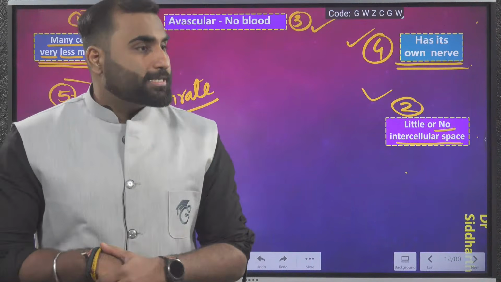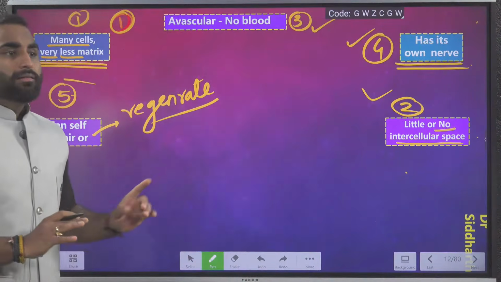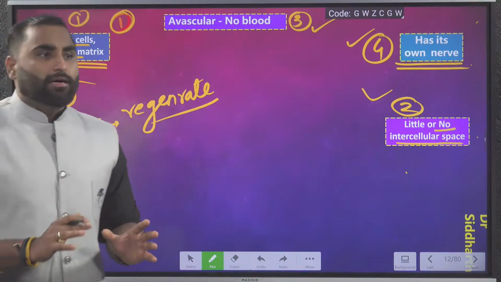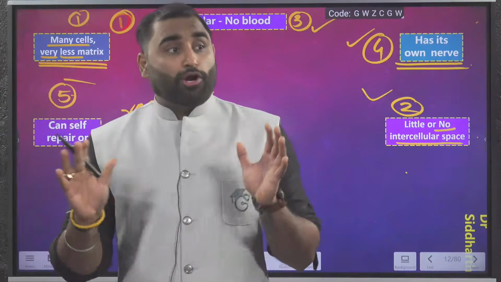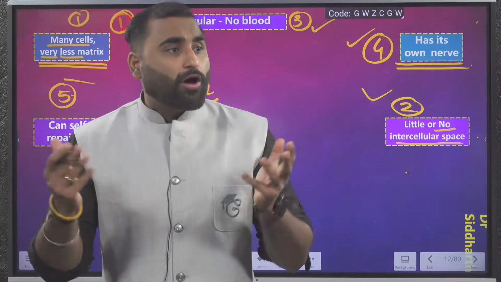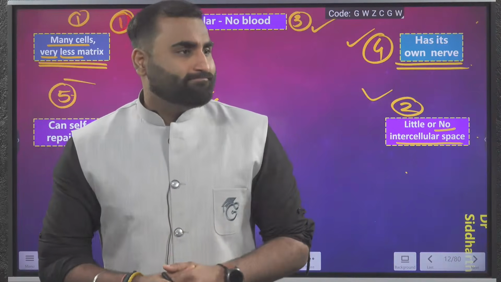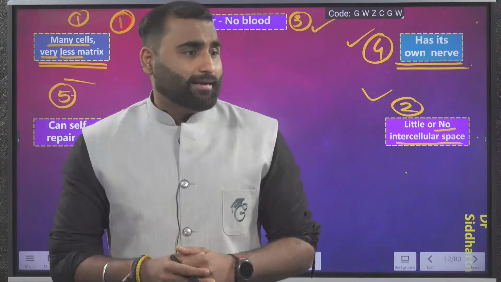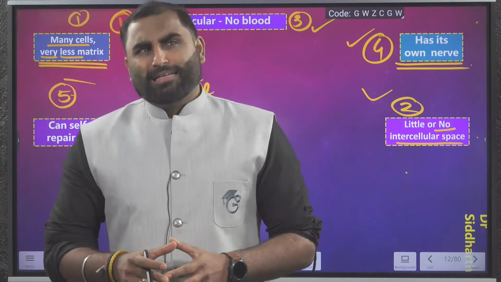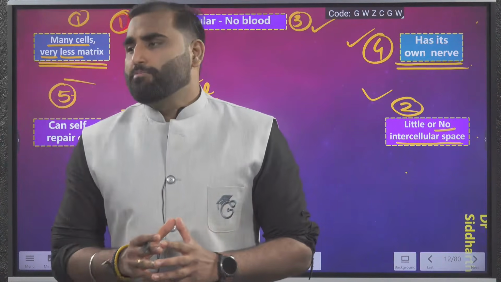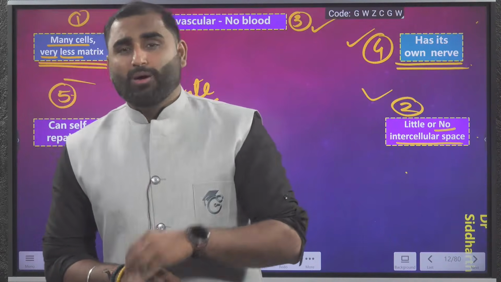Are we clear with this? Okay. Can I apply this repair and regenerate word for neuron cells? Can neurons regenerate, repair themselves? We wish they could. Then it would have been an excellent thing, right? We wish it could have been done, but a little bit of repair might be seen, but regeneration is impossible. Once they are damaged, they are damaged.